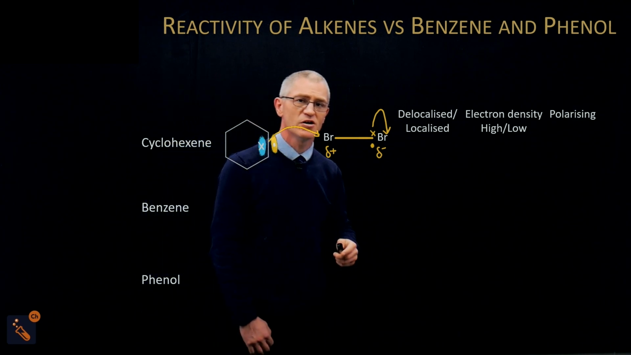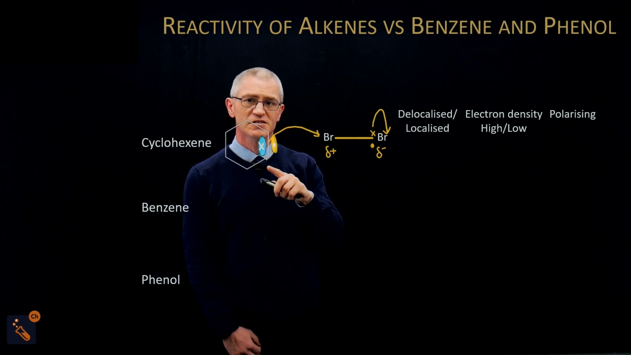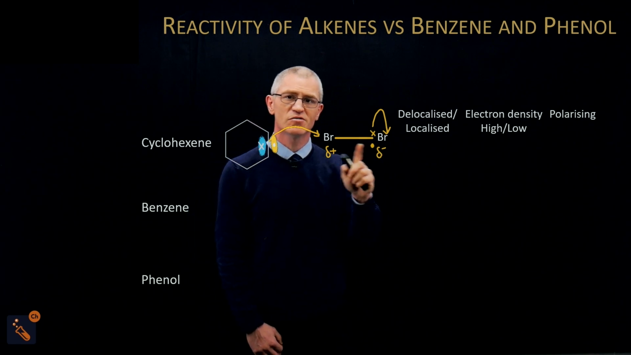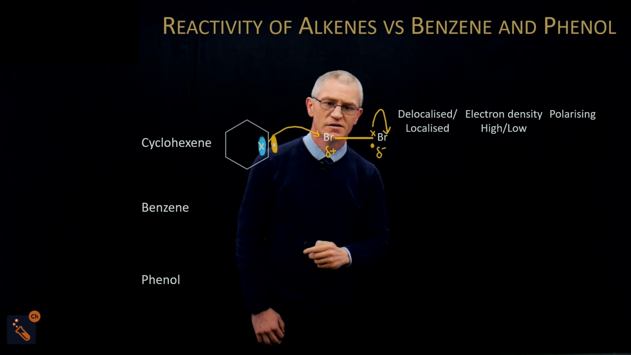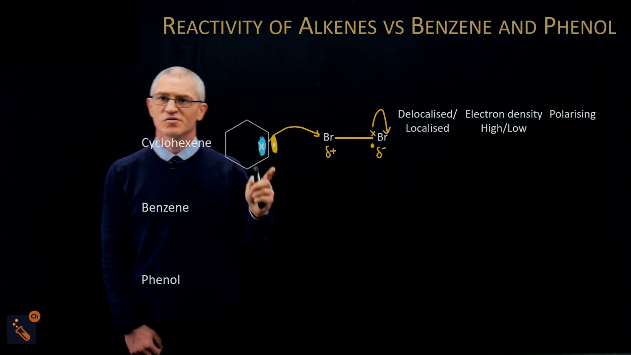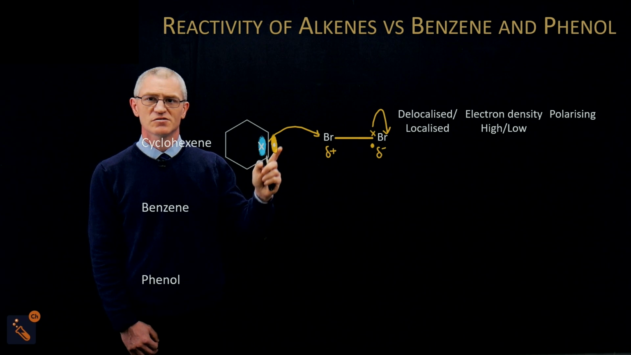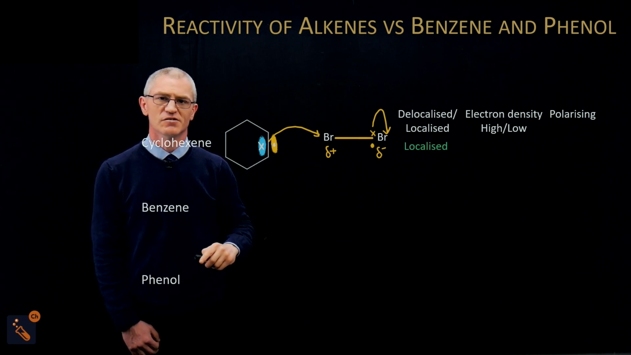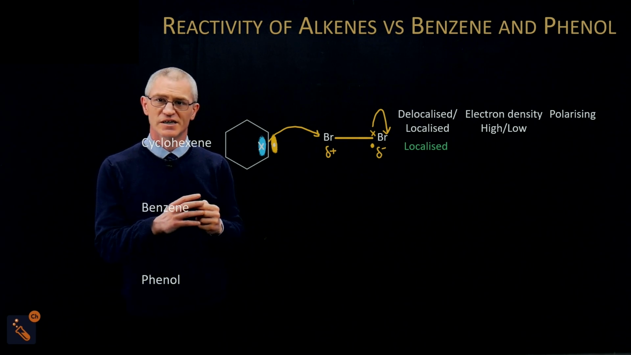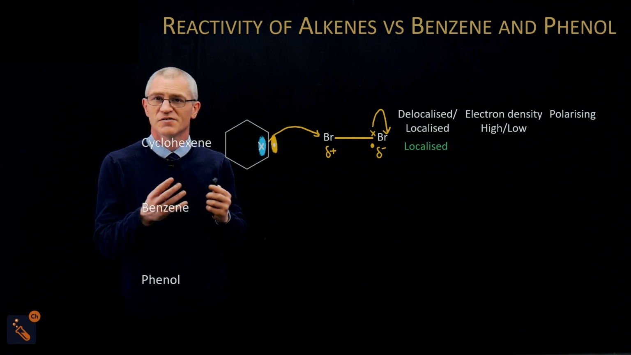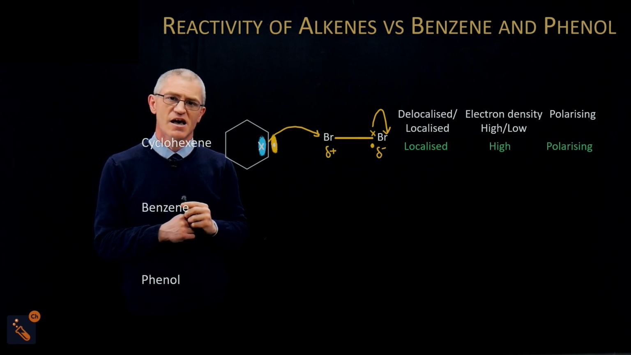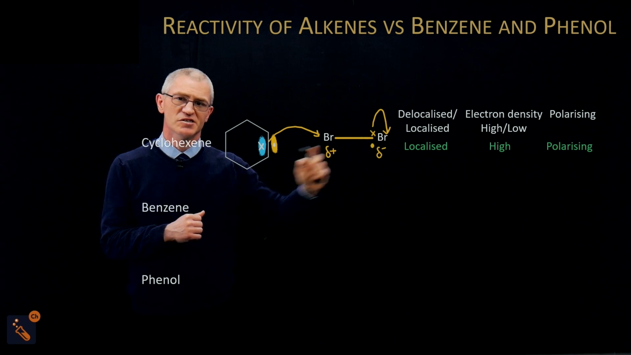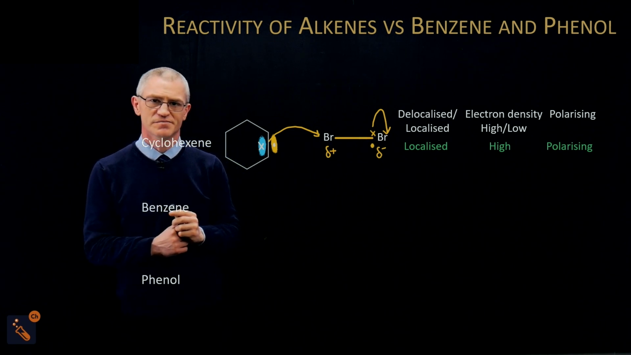The last one is polarizing. Is this polarizing? Is the alkene polarizing enough to make this reaction happen, or is the benzene, or is the phenol? So let's start with this example of the alkene. Well, first of all, those electrons are stuck in position, therefore they're localized. Because they're stuck in position, they have a lot of electrons in a very small space. Therefore, the electron density is high. And because of that, they polarize this bond, and that's why we showed the mechanism.